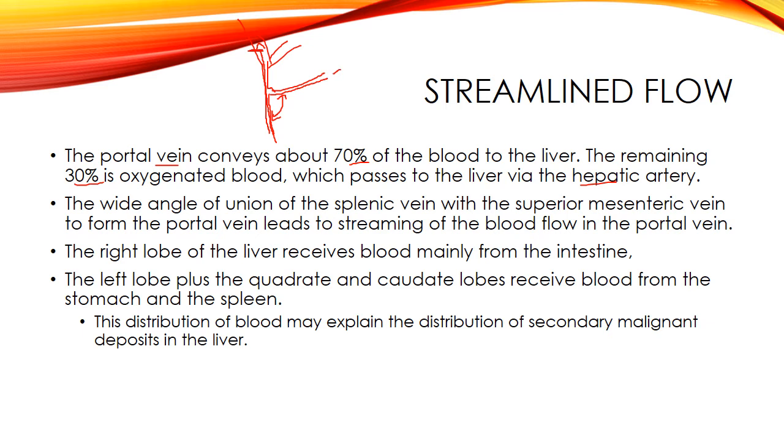Whereas the blood which was coming from the splenic vein, this blood is going to go through the portal vein, through the left branch of the portal vein, to the caudate and quadrate lobes of the liver, as well as the left lobe of the liver. And this distribution of blood can also explain the distribution of secondary malignant deposits in the liver. That means we have an intestinal tumor, its deposition will be mainly in the right lobe of the liver, but when we have a tumor coming from the spleen or the stomach, its deposition will be mainly in the left lobe or the caudate or quadrate lobes of the liver.